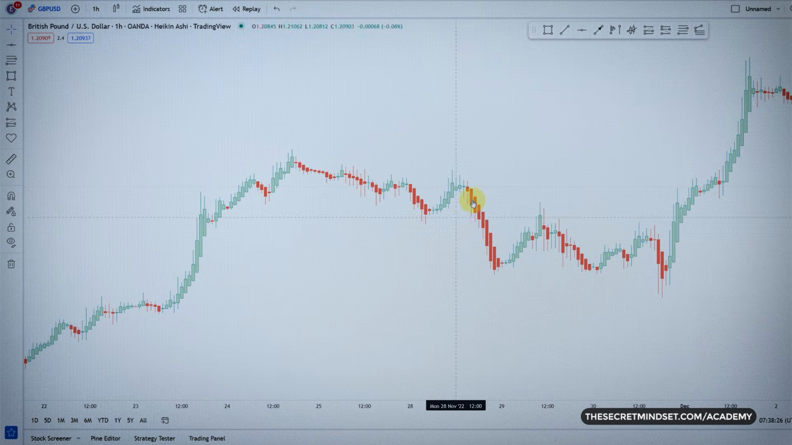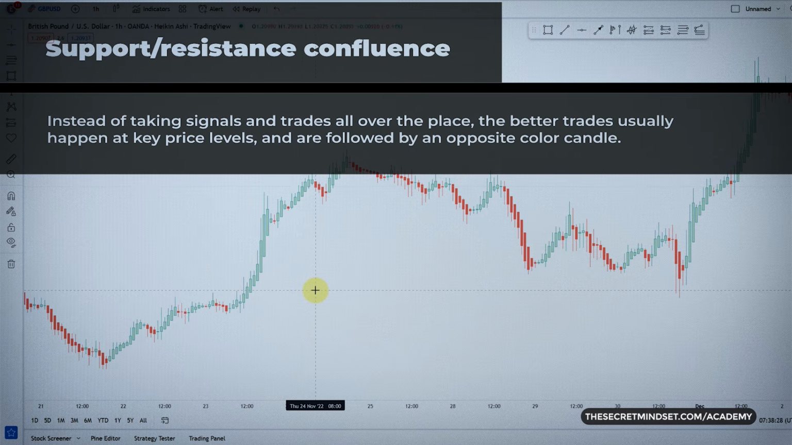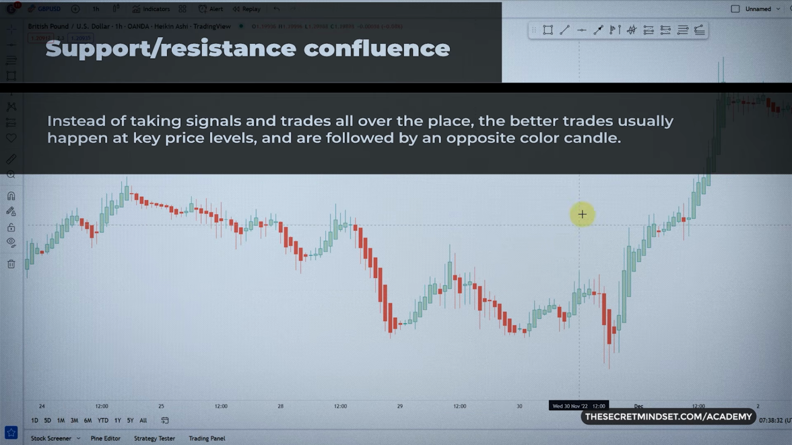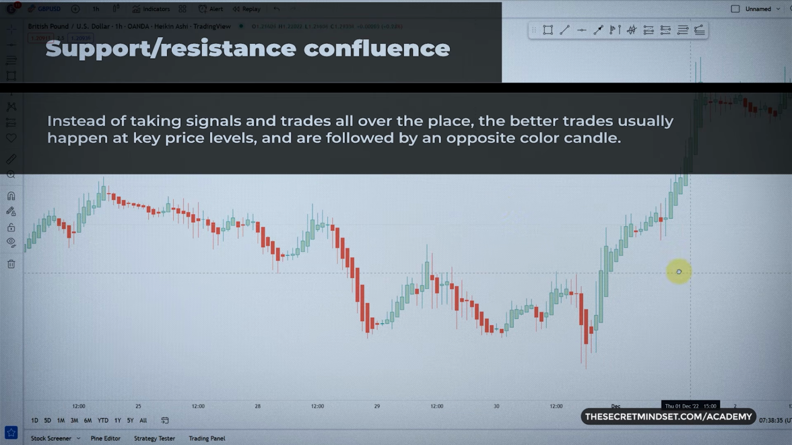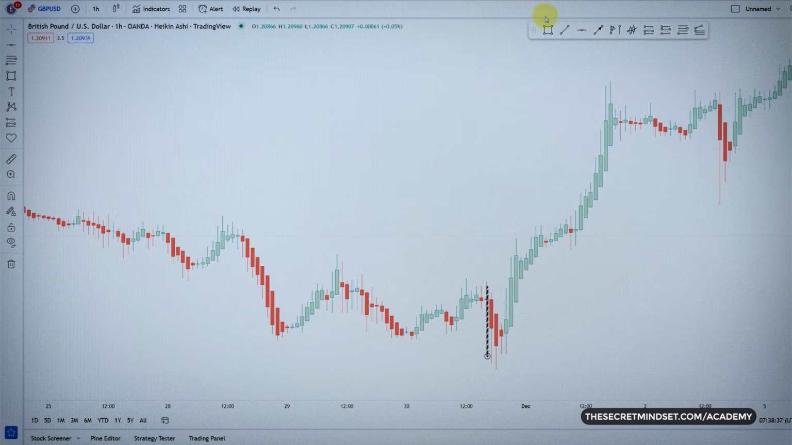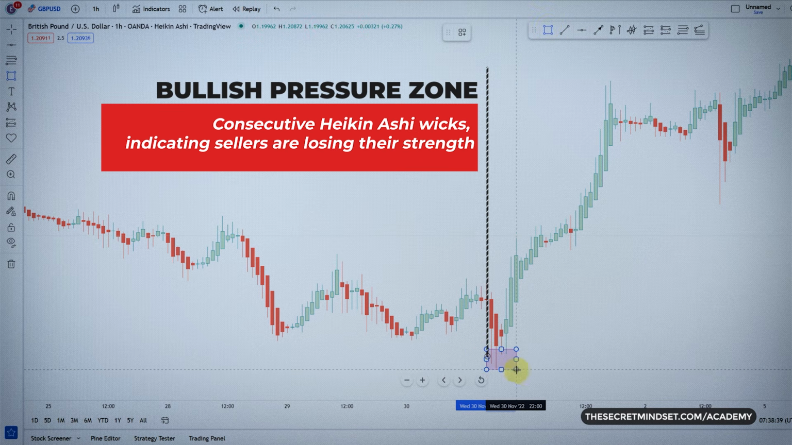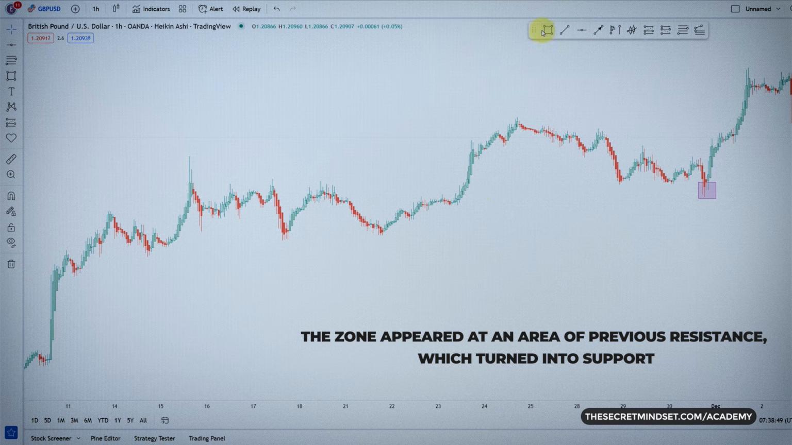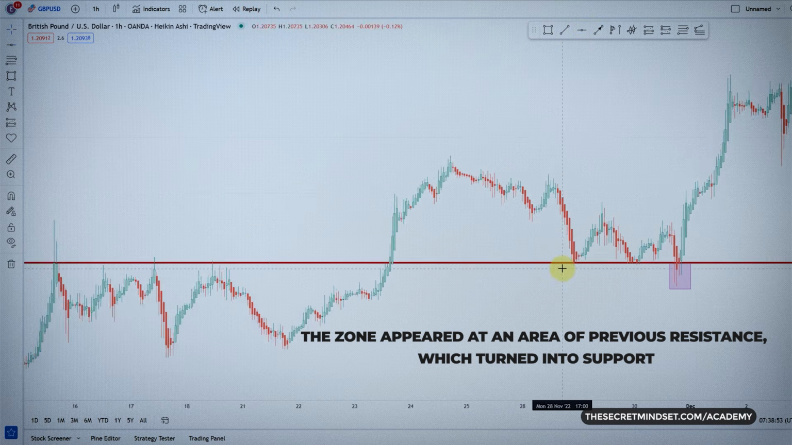So instead of taking signals and trades all over the place, the better trades usually happen at key price levels and are followed by an opposite color candle. Here's a bullish pressure zone. These consecutive Heiken Ashi wicks indicate sellers are losing their strength. On its own, this zone is not relevant, but it appeared at an area of previous resistance, which turned into support. And this is important.